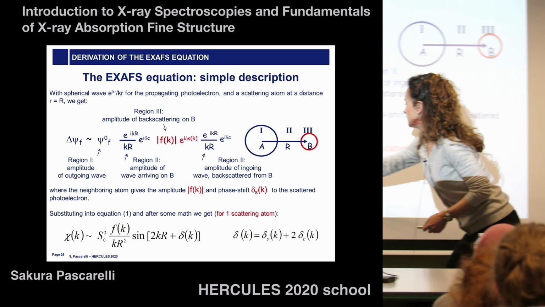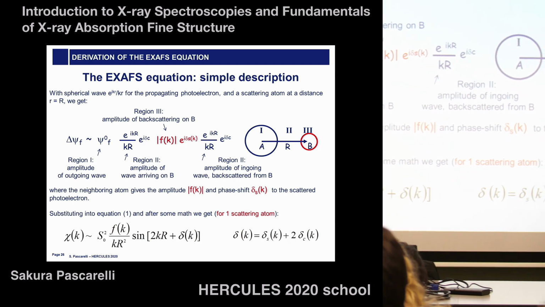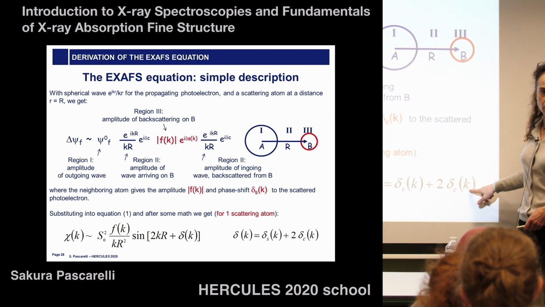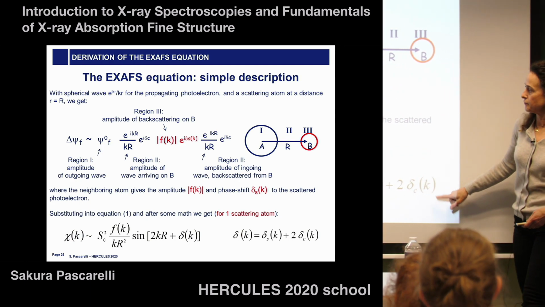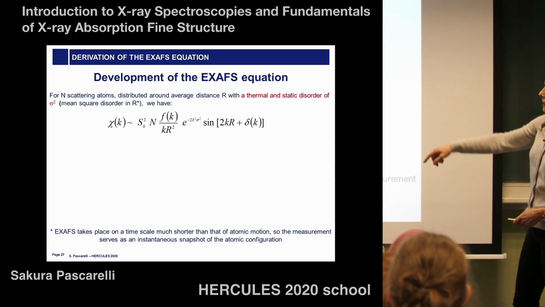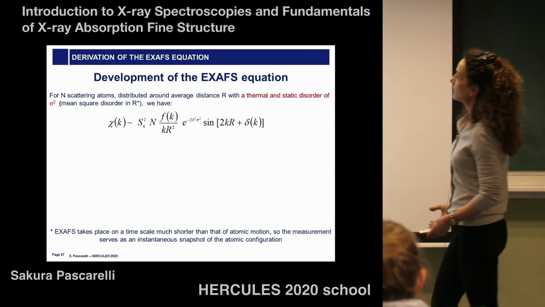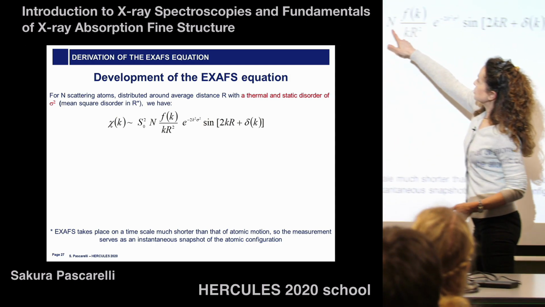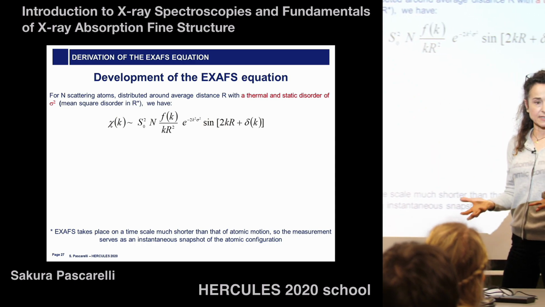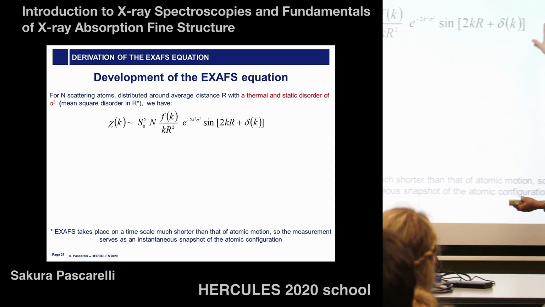Where delta is the scattering phase shift plus twice the core, the central atom phase shift. Okay, so that's for one atom scattering. Now, if you have n atoms at the same distance r, then you just multiply this by n because they all scatter in the same way. They're all identical atoms. They have the same F. They have the same R.